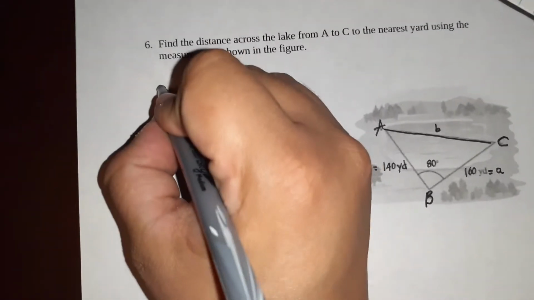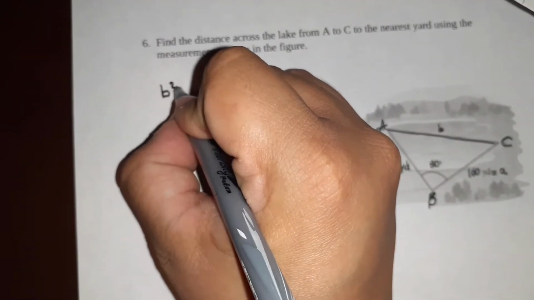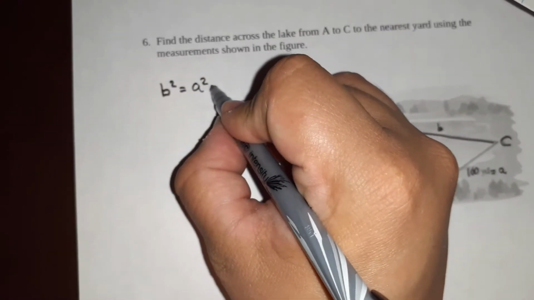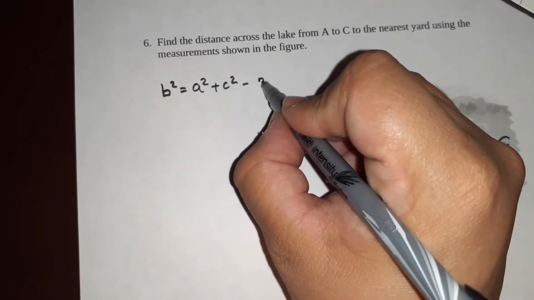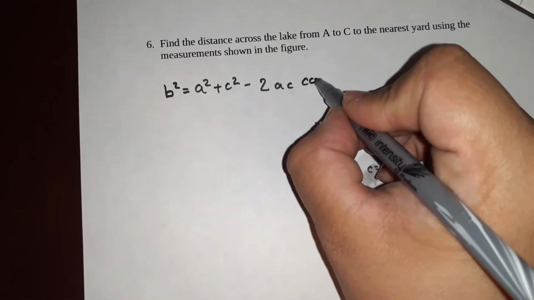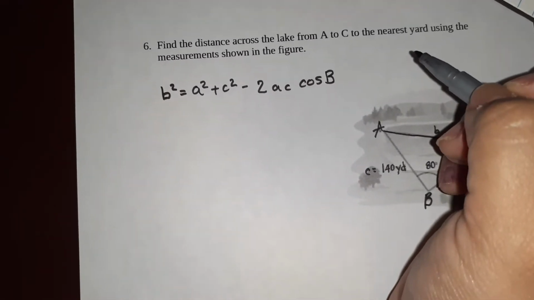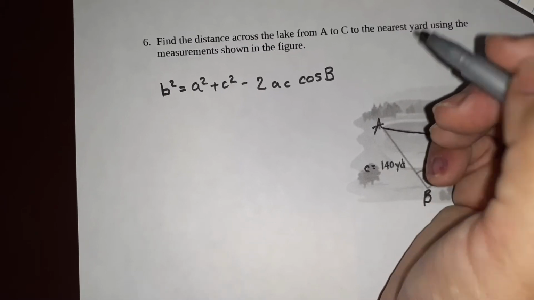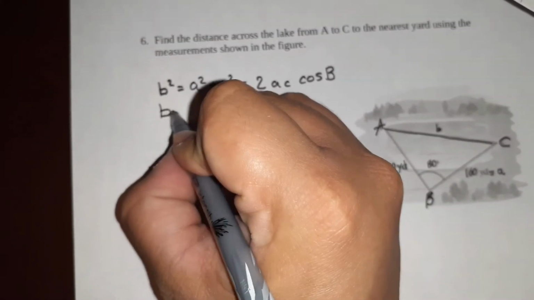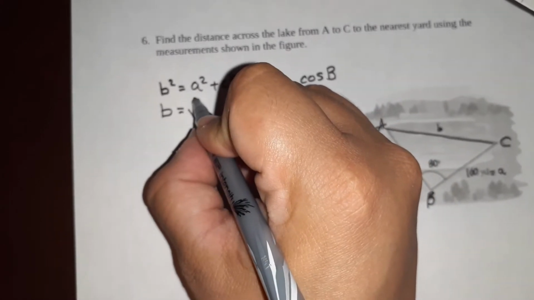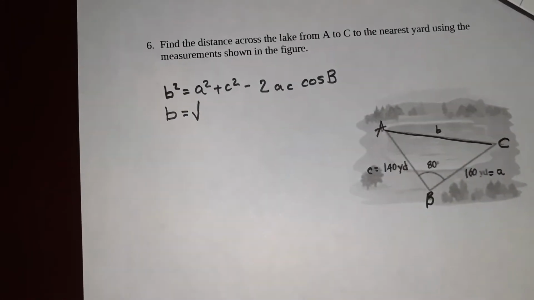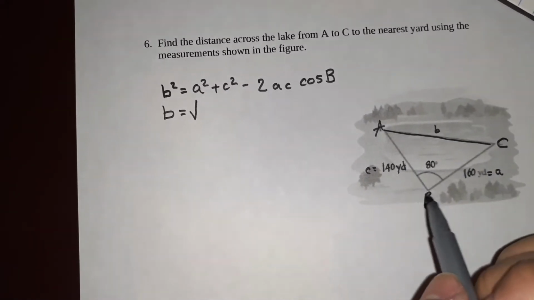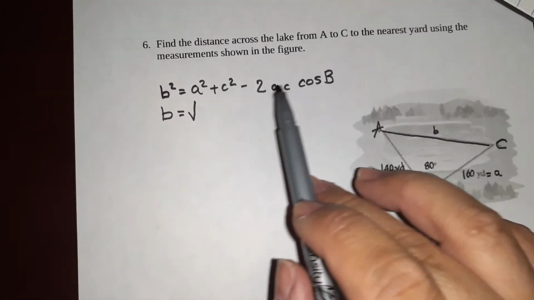Let me go ahead and write out the formula, which is b squared, because that's what we're looking for, the b, is equal to a squared plus c squared minus 2ac cosine of B. And no, I didn't memorize that. I have that on a little note card beside me that you can't see. Okay, so I'm going to rewrite this as b equals the square root, to get rid of that square. And I'm going to substitute my information into my formula.